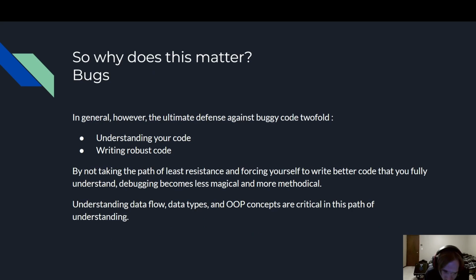So, another reason why it matters is bugs. The ultimate defense against buggy code is twofold: understanding your code and writing robust code. By not taking the path of least resistance and actually forcing yourself to write better code that you fully understand, debugging becomes less magical and a lot more methodical. Understanding data flow, data types, object-oriented programming concepts, all of these things are critical in this path of understanding.